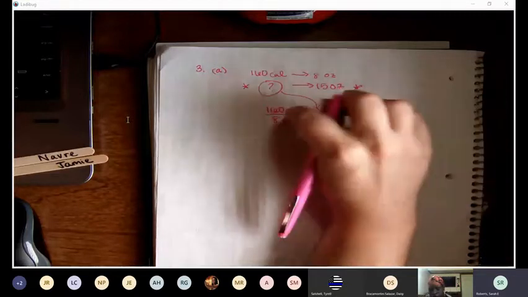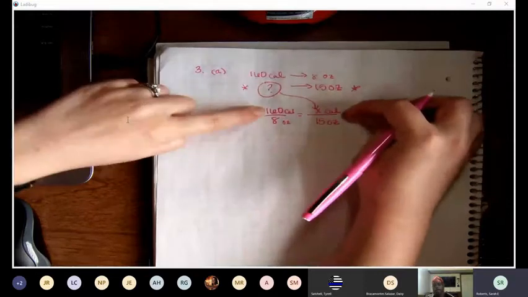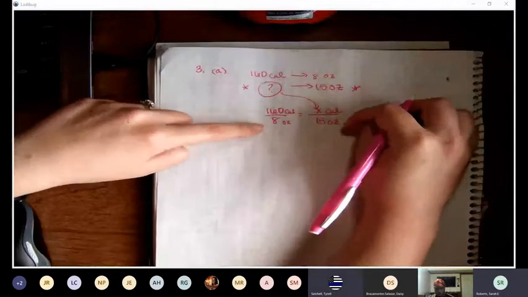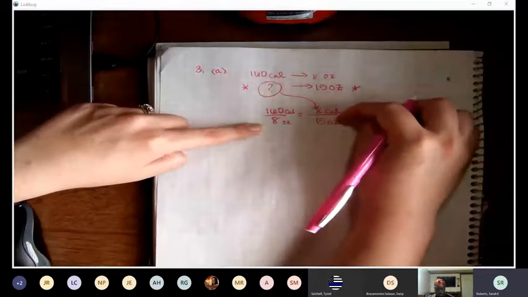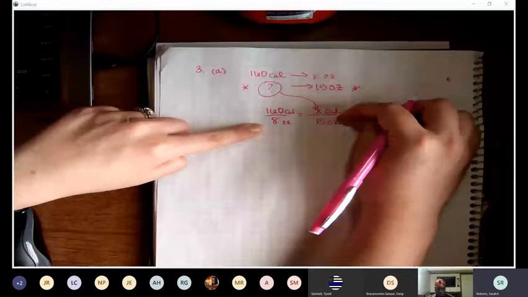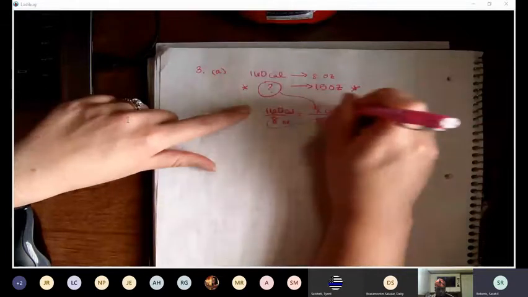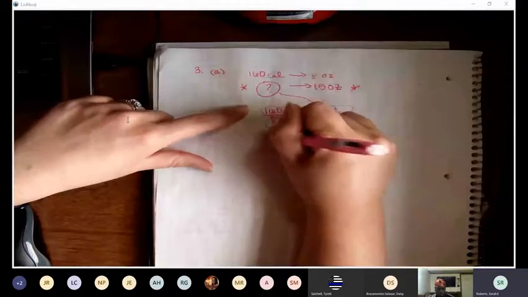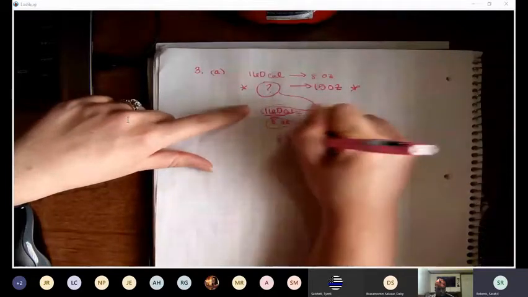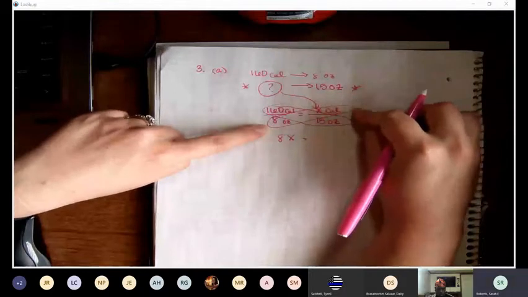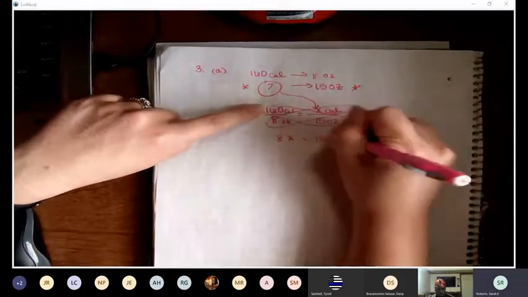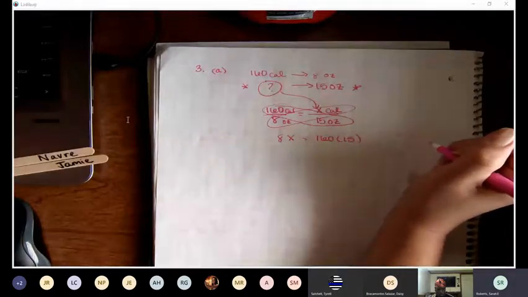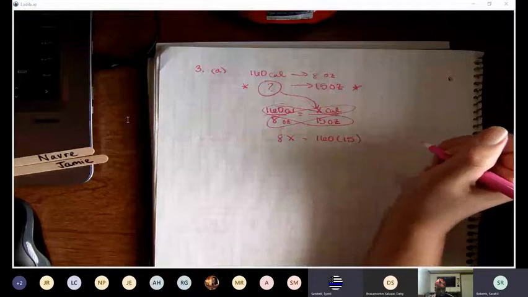Okay, so we just make the same things on the same part of the fraction. So the calories were on top, ounces were on bottom, and we just pick a variable for the thing we're missing. And then we do the cross multiplying trick. So we would take 8 and multiply by X for our left side. And then we take 160 and multiply by 15. What is 160 multiplied by 15?